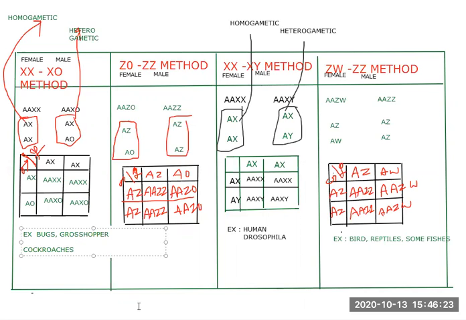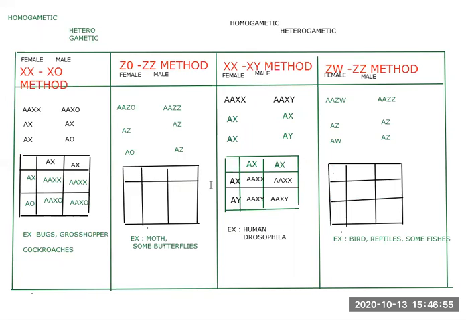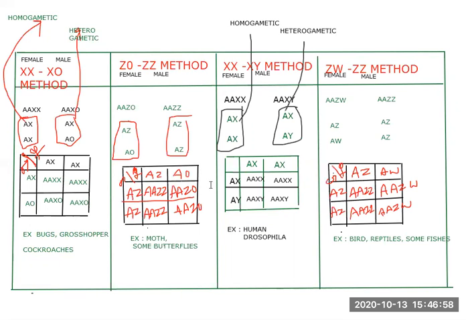Now let us see where the ZO, ZZ type of sex determination occurs. In moths and some butterflies also, we can see this kind of sex determination. A butterfly is a moth or similar kind of animal, insects we can say. So these are the complete methods of sex determination here: the XX, XO method, the ZO, ZZ method, the XX, XY method, and the ZW, ZZ method.